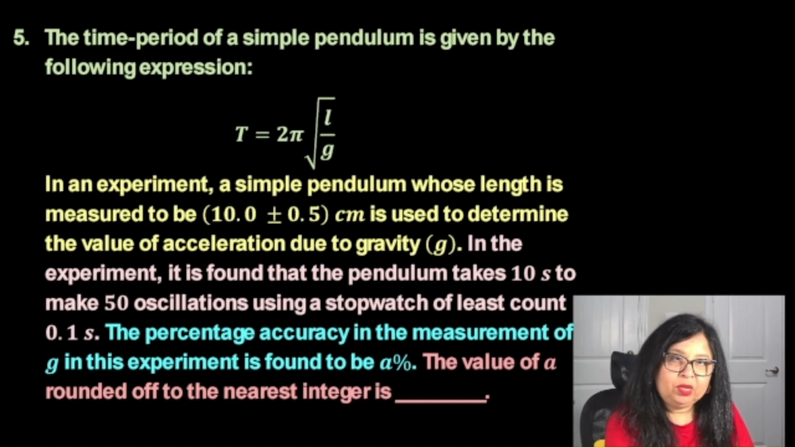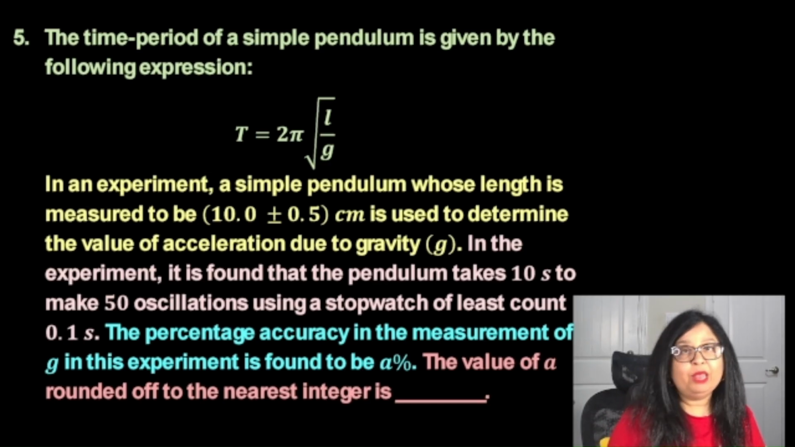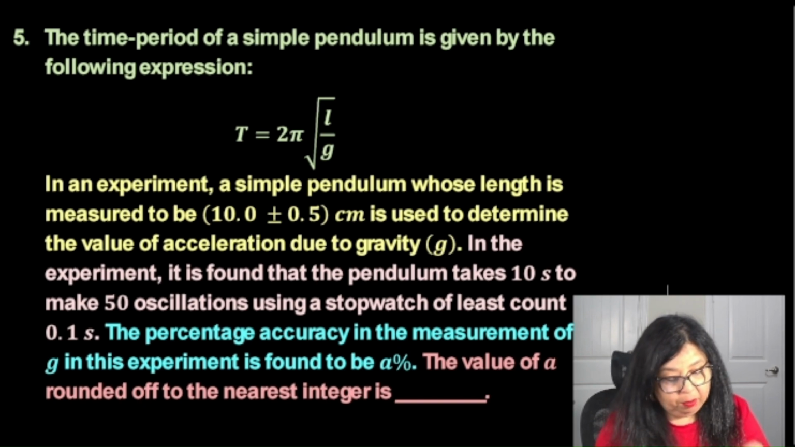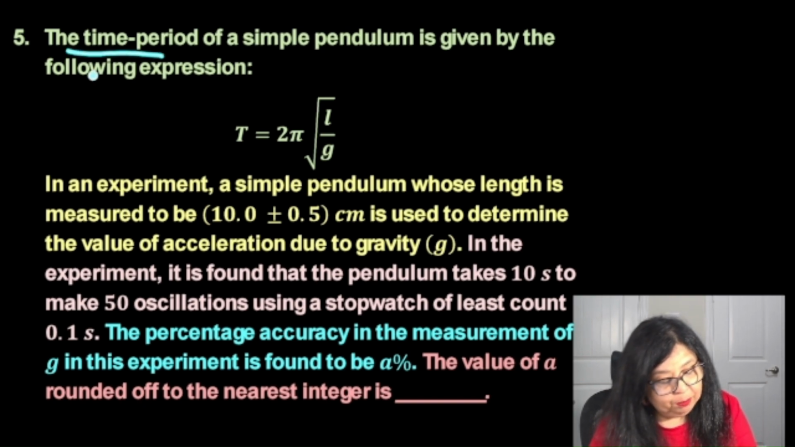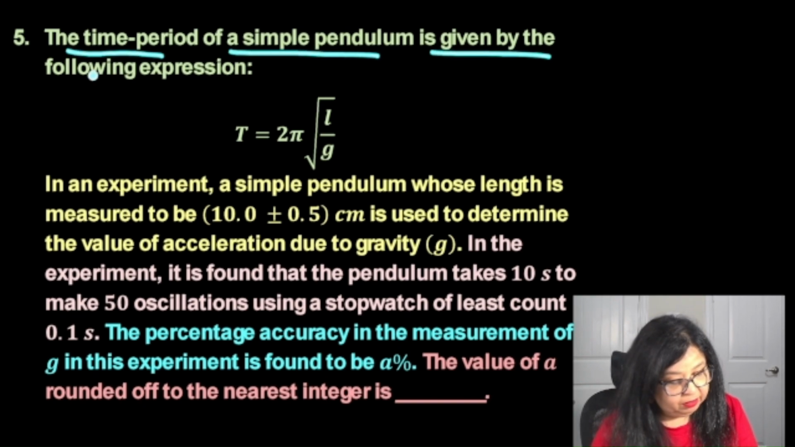Problem number 5. You will see that this problem is again somewhat similar to previous problems and somewhat different. Let's read the problem statement to see what's similar and what's different from the previous problems, what we are given here, and what we are asked to solve for. The problem says the time period of a simple pendulum is given by the following expression here.